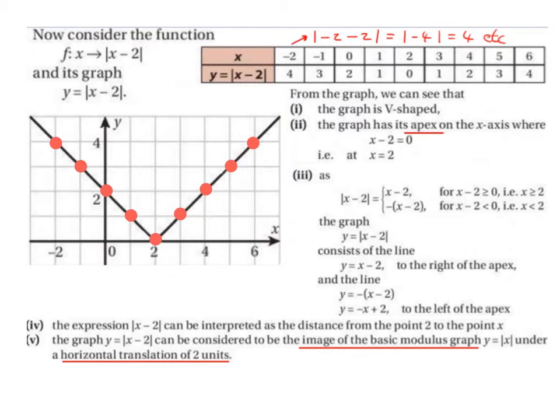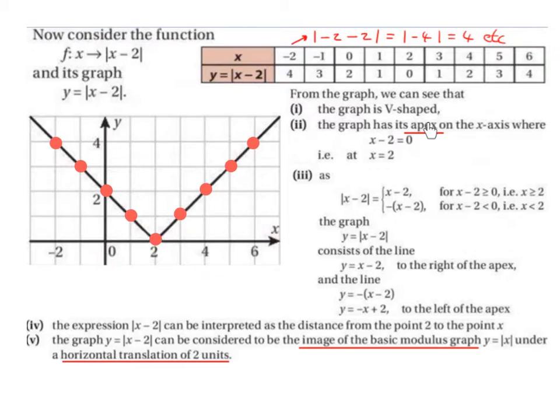So now the minimum point of our graph is at 2 on the x-axis instead of 0, as it was with the graph of y equals the modulus of x. So if we have minus 2 inside the modulus, we are going to have our minimum point at 2. If we had minus 3 inside the modulus, we would have our minimum point at plus 3. If we had minus 4 inside the modulus, we would have our minimum point at plus 4. Likewise, if we had plus 2 inside the modulus, we would have our minimum point at minus 2, and so on. So from the graph, we can see that the graph is V-shaped.